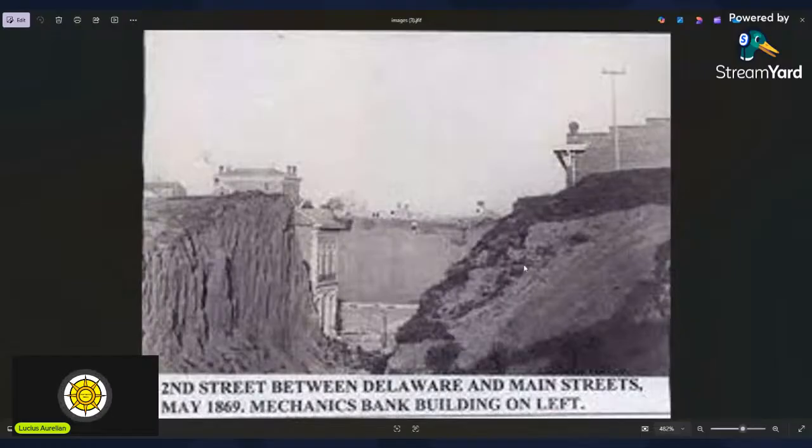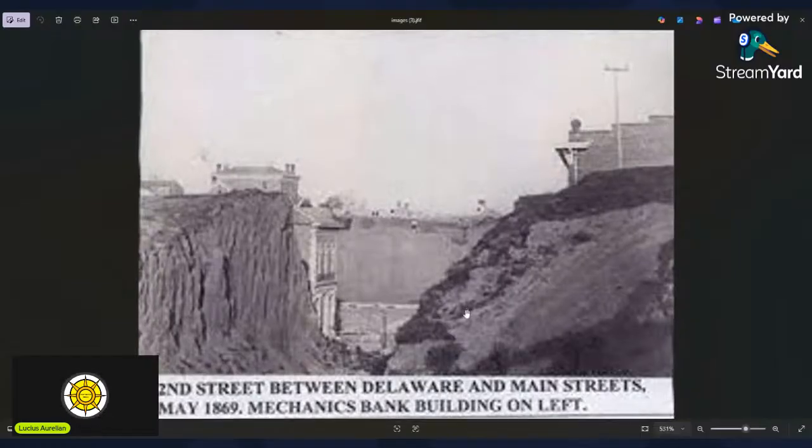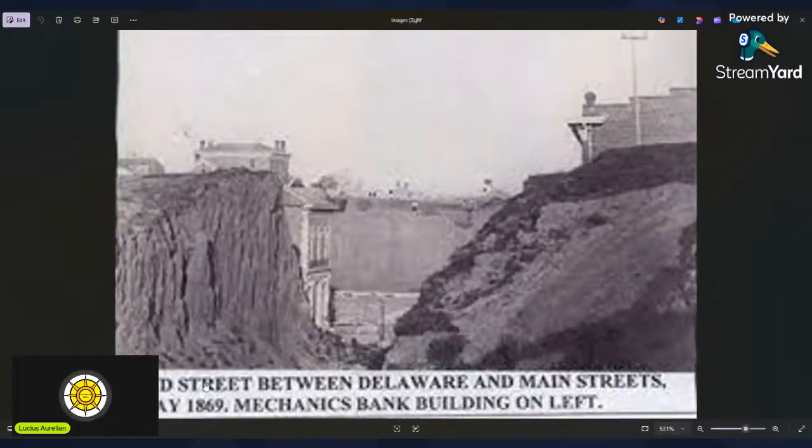And I always suggest going to visit the plaza. This is probably one of my favorite ones. Again, not one of the best pictures, but it tells you exactly where it is. 2nd Street between Delaware and Main Streets. May 1869. Mechanics Bank building on the left.